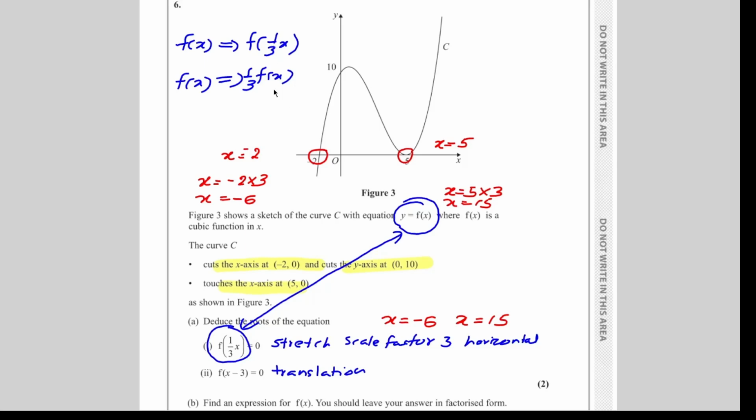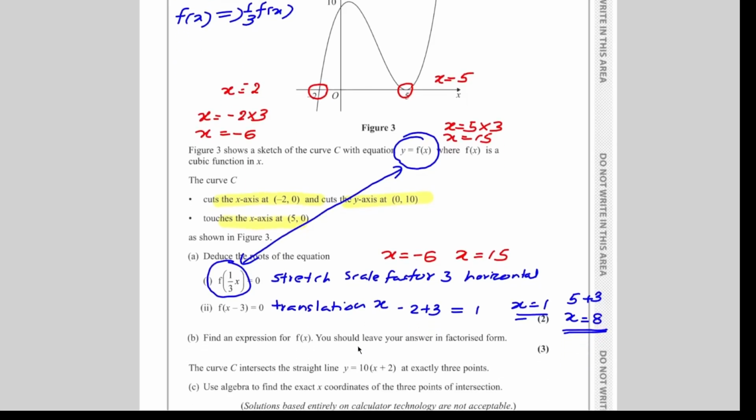Let's say that we have root minus 2. So the x coordinate is minus 2, and we have to add 3, then it will be plus 1. Then the new equation would be x equals 1. The other one would be 5, then 5 plus 3, the new equation would be x equals 8. So these are the two equations. Here you have to deduce the roots of the equation. This is the way we do it.